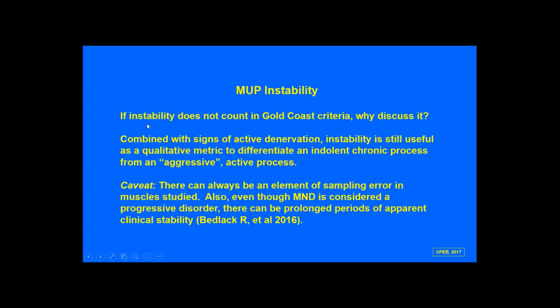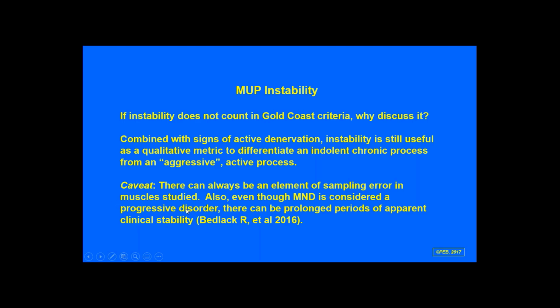So MUP instability, if it doesn't count in the Gold Coast criteria, why discuss it? Well, I like to think about the future. Combined with signs of active denervation, instability is useful as a qualitative metric to differentiate an indolent chronic process from an aggressive active one. The caveat, there's always an element of sampling error, so you can't just do one and say, oh, it's stable or unstable. If you study 2-3 MUPs and they're very unstable, then I think you have a good argument.